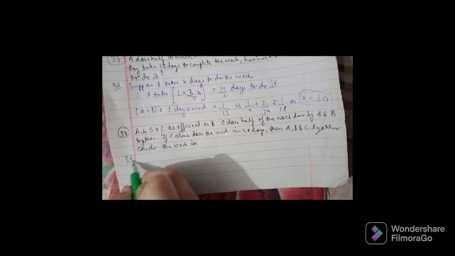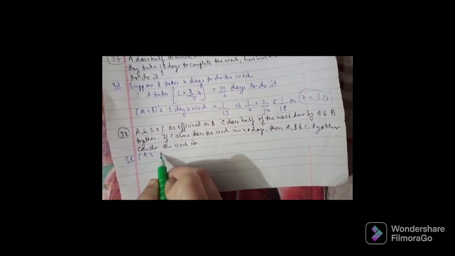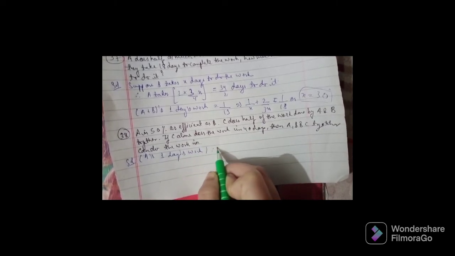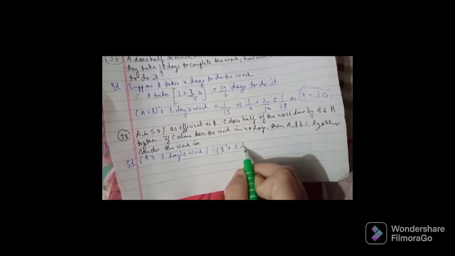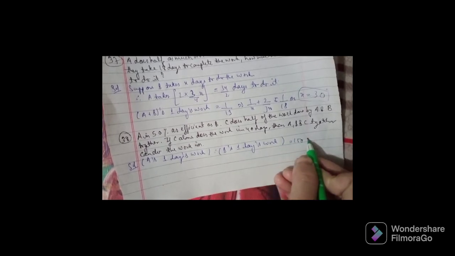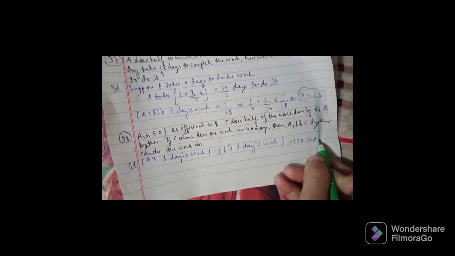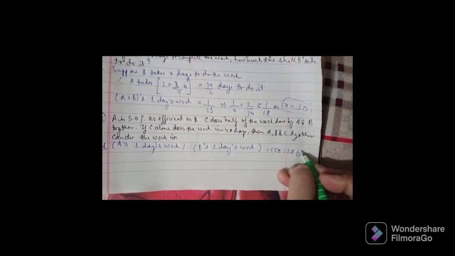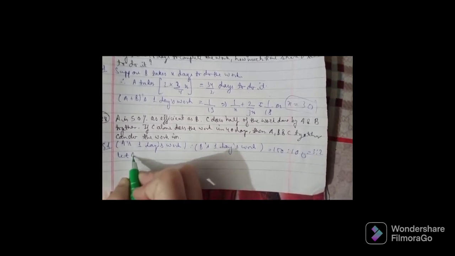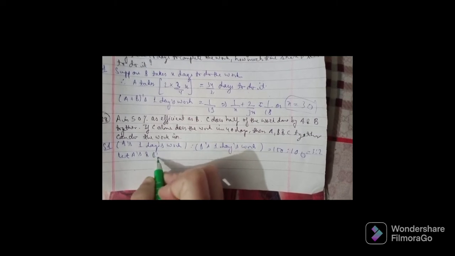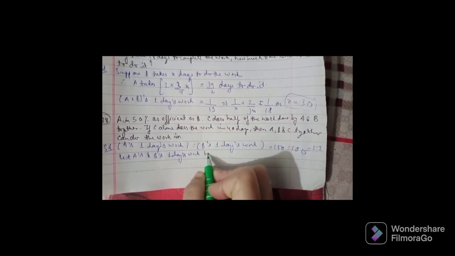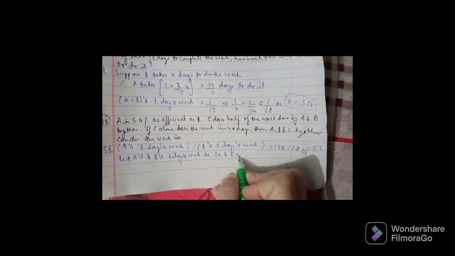Let's go for the solution. A's 1 day's work to B's 1 day's work equals 150 to 100, and that will give you 3:2. So let A's and B's 1 day's work be 3x and 2x respectively.